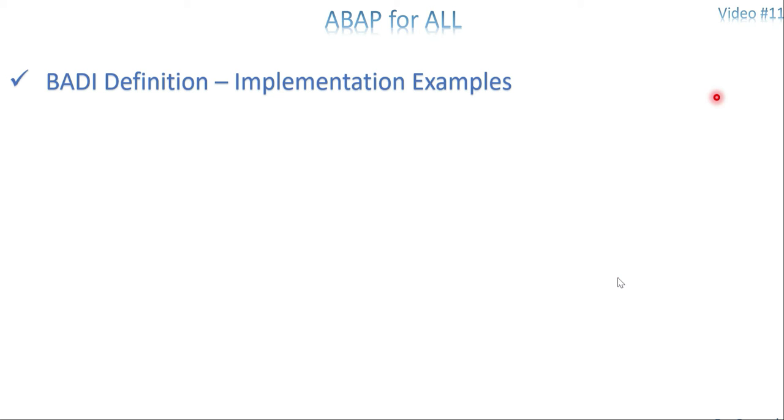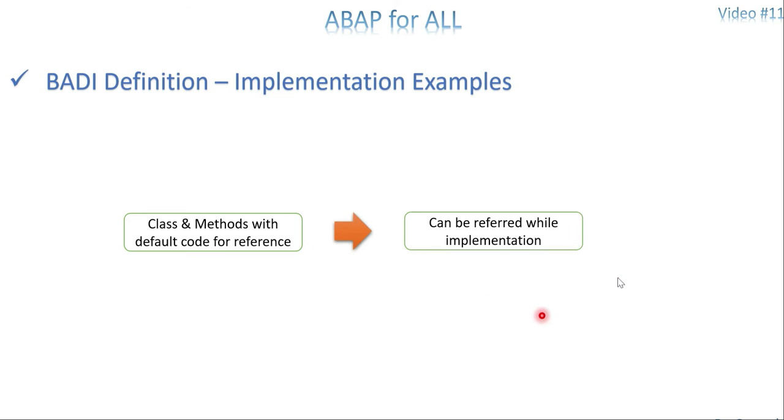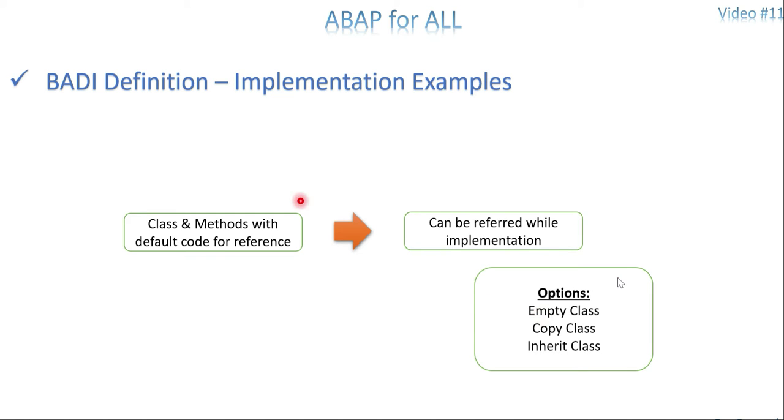While defining a BADI, you are able to create a method and a class with different sample codes, and more than one implementation example is also possible. So class and methods with default code just for the reference. It's not like this implementation example is going to be triggered. No, this is only for the reference level, and it can be a reference while implementing. And there are options if you want to copy this to your implementation.